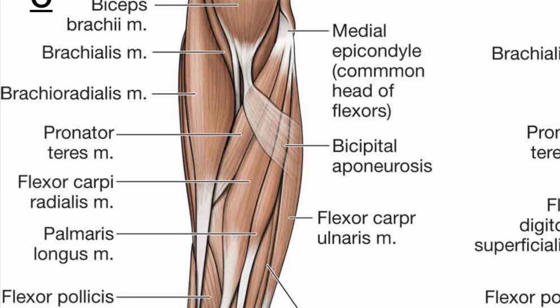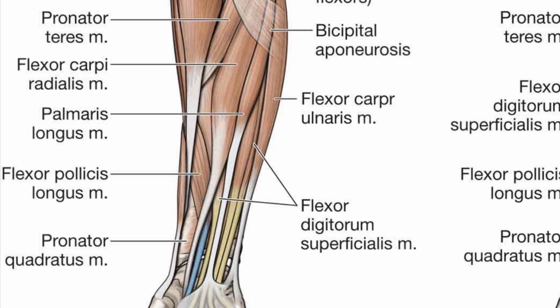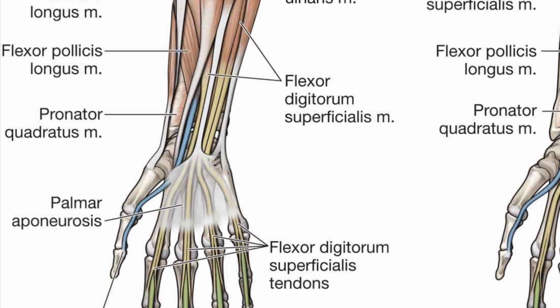Let us explore the attached structures of the ulna, including muscles and ligaments that enable its critical functions in the forearm.